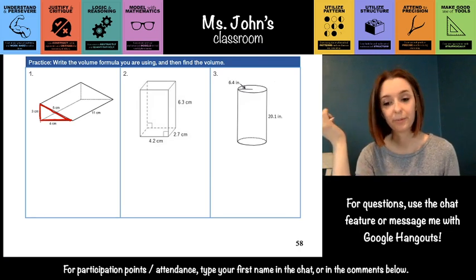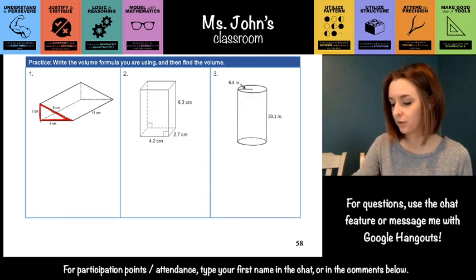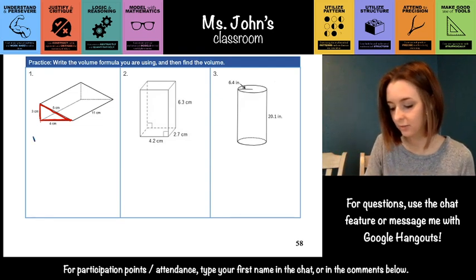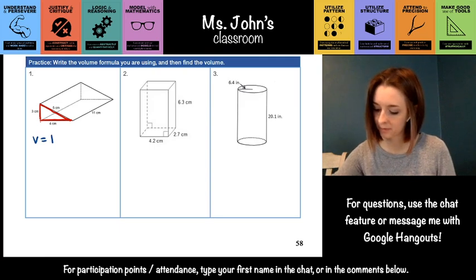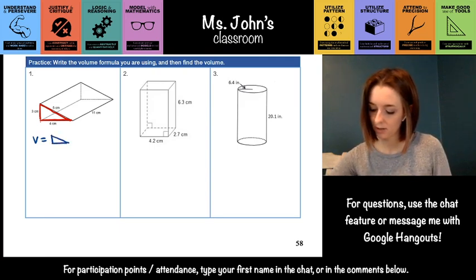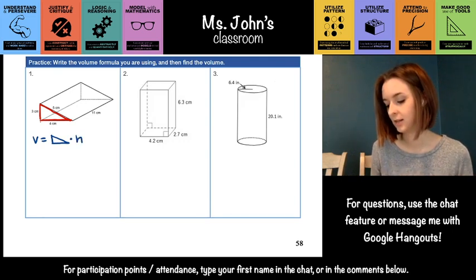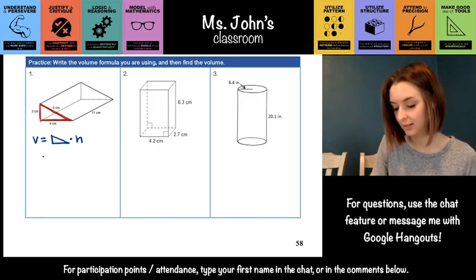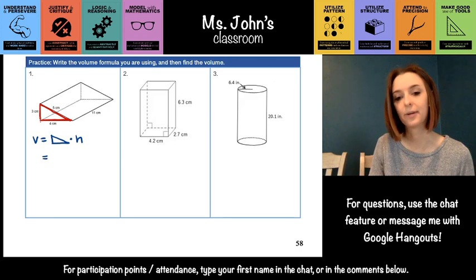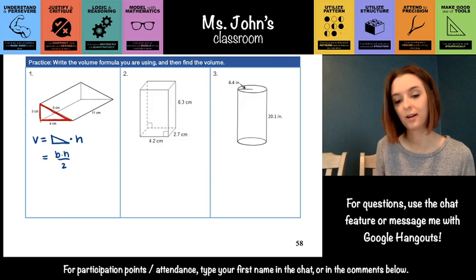Then you have to pull from your memory how to find the area of a triangle. First I'm just going to write what I'm doing here. The volume of this shape is equal to the area of the triangle times the height. That's all I'm doing. My triangle area is going to be base times height divided by 2. Base times height over 2 is the area of a triangle.